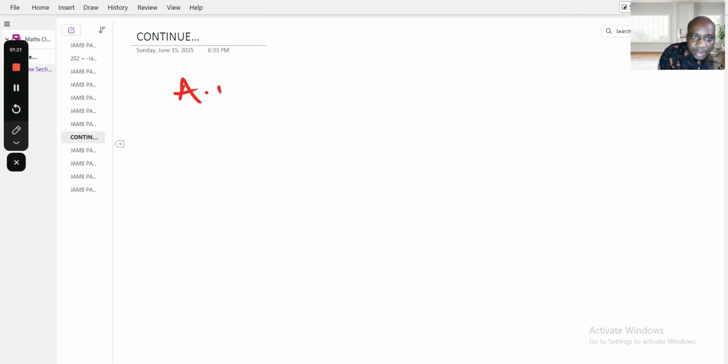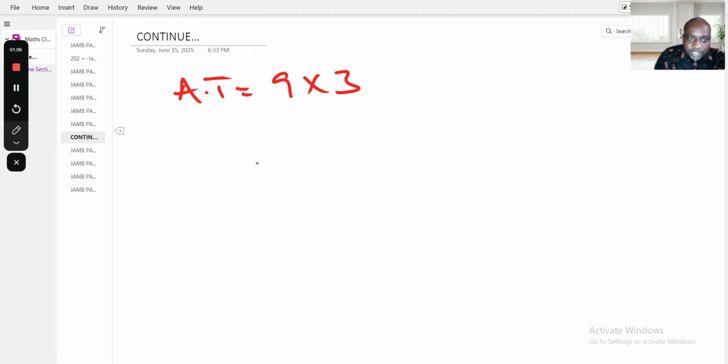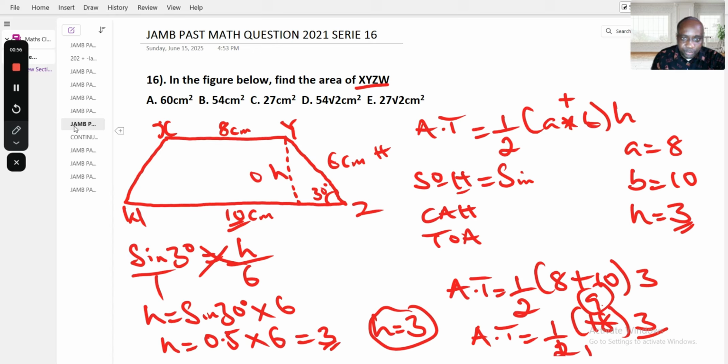Therefore, area of trapezium, we have 9 multiplied by 3, isn't it? 9 and 3 is what is left here. Therefore, what is 9 times 3? 9 times 3 is 27. Our final answer, area of trapezium, is what? 27. Let's go to the previous. Do you have 27 there? Yes, 27 is our final answer.